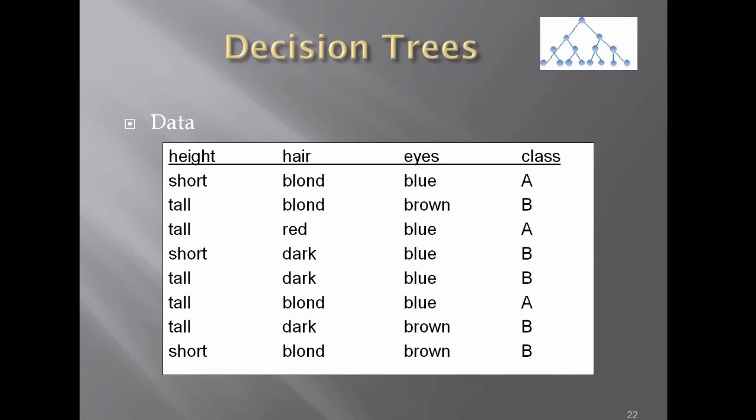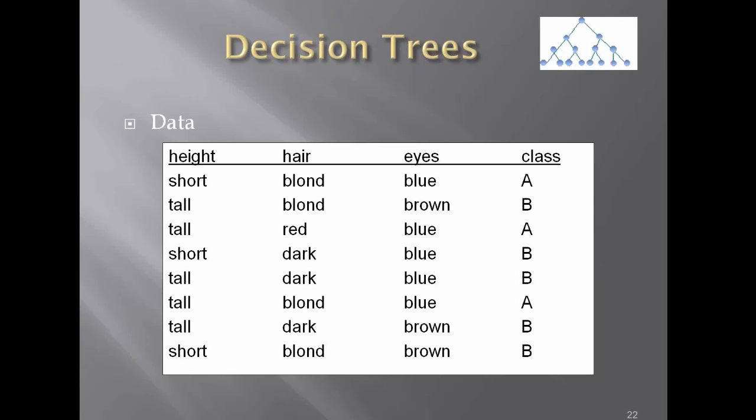Let's take a look at decision trees. Okay, this is the data that we have in our system. We have height, hair, eyes, and class. So we have 8 profiles in our data. We have short, blonde hair, blue eyes. We have tall, blonde hair, brown eyes. We have tall, red hair, and blue eyes. We have short, dark hair, and blue eyes, etc. All these 8 profiles fit into a specific class, either class A or class B.